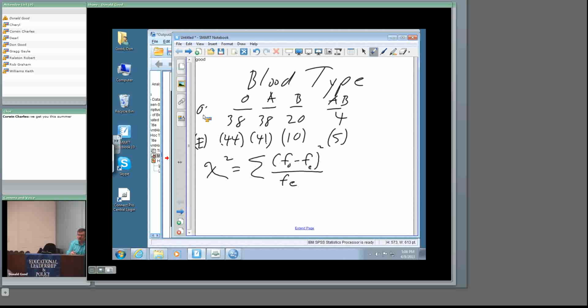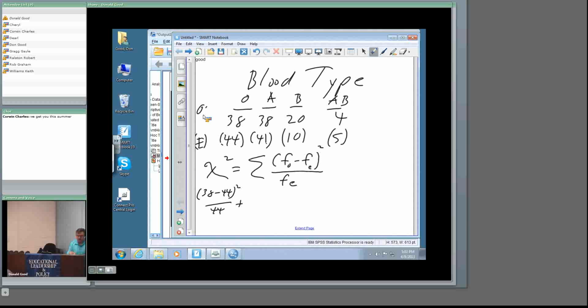So for the first part, for the O-type blood, I'm going to say 38 minus 44, squared, divided by 44. Now look what happens here with each of these. 38 minus 44, in this case, is a negative 6. This goes all the way back to our z value. You take what you've got, subtract what you expected, or you take your number, subtract the overall mean. It tells you how far away you are from something. In this case, we get a negative 6, so we have 6 less than we would expect. But look what happens when we square it. I don't care if it's a negative or positive number. When we square it, we're going to get a positive number.